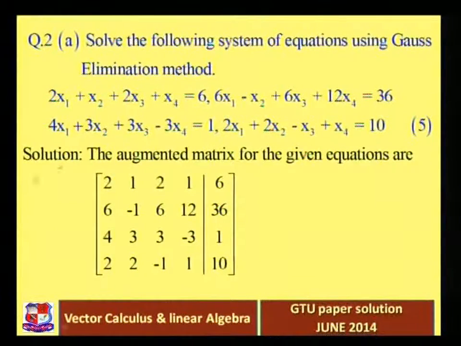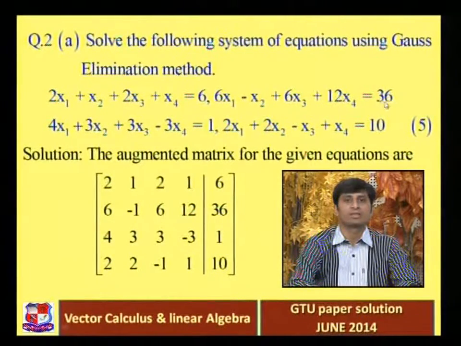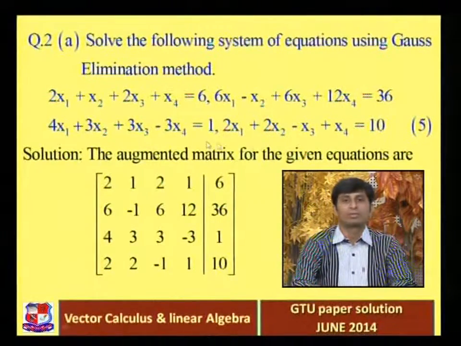A. Solve the following system of equations using Gauss elimination method. We have 4 equations here. The first equation is 2x1 plus x2 plus 2x3 plus x4 is equal to 6. Second equation is 6x1 minus x2 plus 6x3 plus 12x4 is equal to 36. The third equation is 4x1 plus 3x2 plus 3x3 minus 3x4 is equal to 1, and the last equation is 2x1 plus 2x2 minus x3 plus x4 is equal to 10. And this question was asked for 5 marks in this question paper.